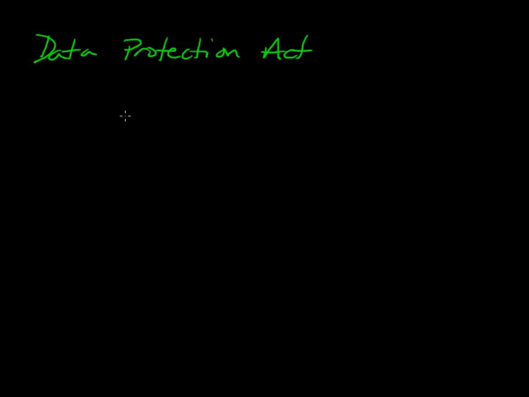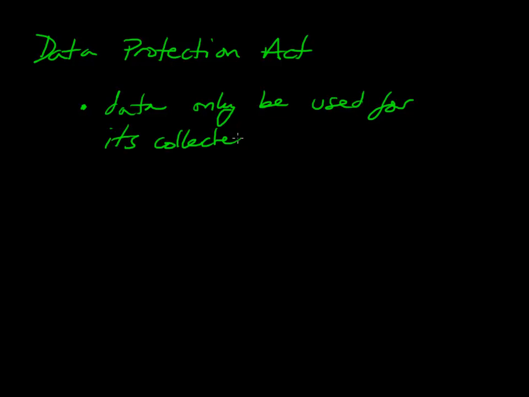So to try and protect people within the country with respect to their own personal data, the Data Protection Act was created. And it has a number of principles. The most key ones of these we'll look at now. So the first one is that data, so that's personal data about people, can only be used for its collected purpose.